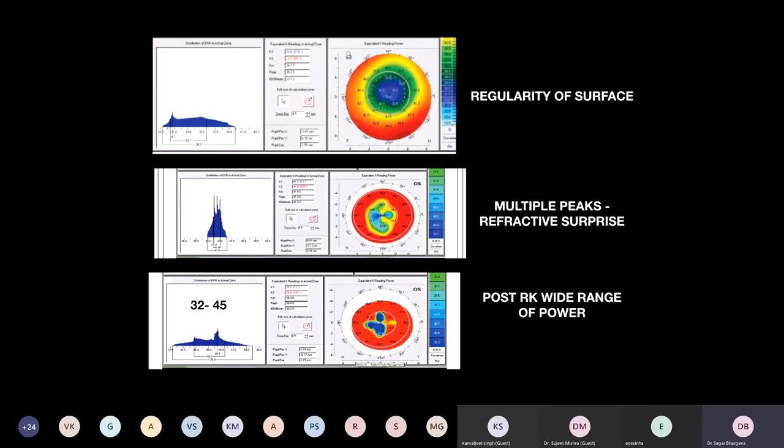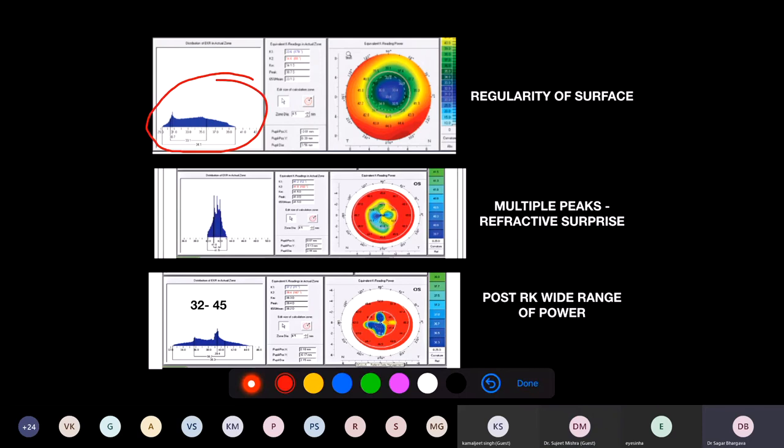Now, look at this slide. Here you can see the graphs on the left side and the actual topographical map on the right side. I want you to look at this graph. What you see here is, in the 4.4 millimeter zone of the cornea, the power distribution map. It tells me that it's like a plateau, not many peaks. So it tells me it's a pretty regular kind of ablation. You can see a blue zone, which essentially tells me the area of flattening.